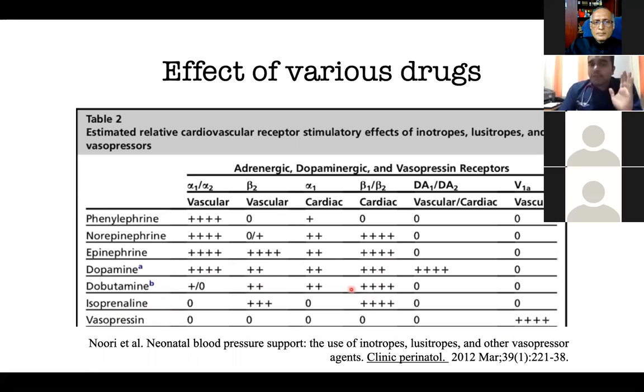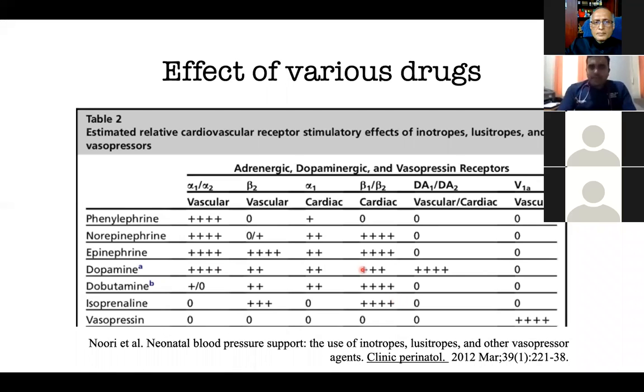Isoprenaline, again, has a pure beta action, no alpha action at all. So you might be remembering first year physiology. Isoprenaline has beta action: beta 2 mediated vasodilatation, as well as beta 1 and beta 2 mediated inotropy and chronotropy.